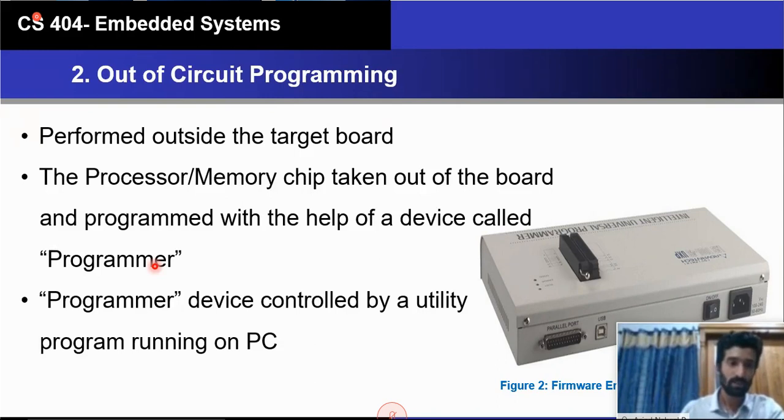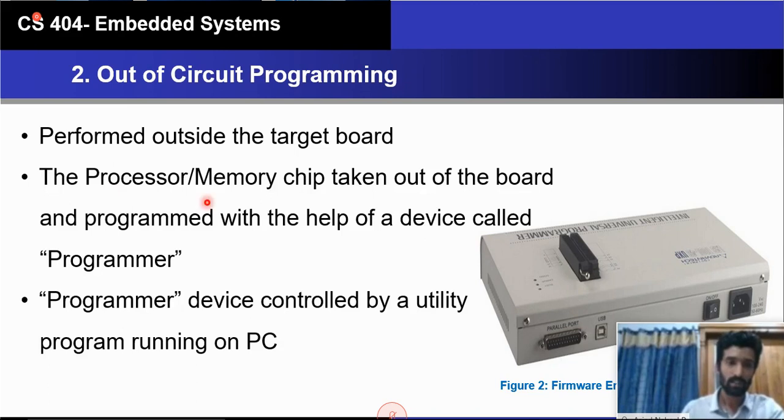So the main idea of this method is we are taking the chip out of the target board. Target board is nothing but the hardware. We will take the chip, that is the controller or the code memory, out of the hardware and we will program it and we will put it back. I repeat, we will take the chip outside of the hardware, program it, and put it back. So that is the basic idea of out of circuit programming.